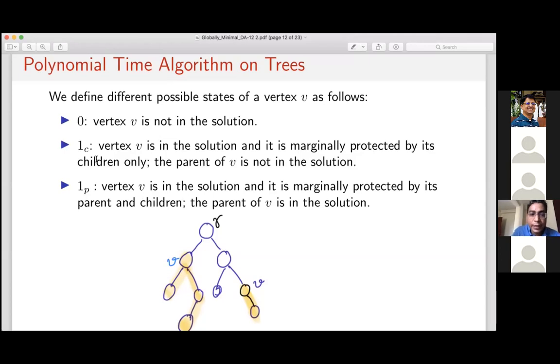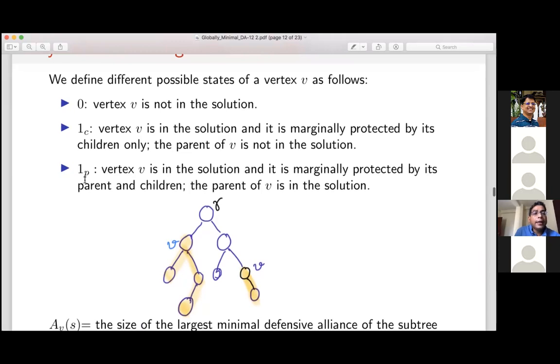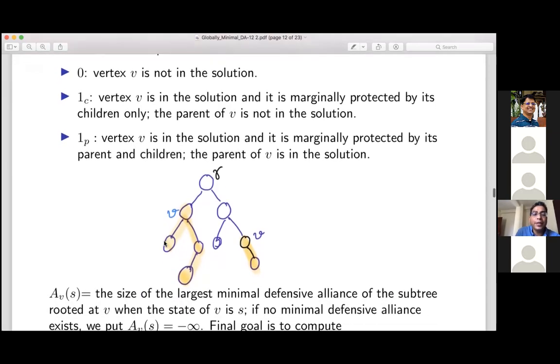Once V is in the solution, it has to be marginally protected, because that is a necessary and sufficient condition for every vertex inside the solution for a tree. And similarly, 1P means the vertex V is in the solution, and it is marginally protected by its parent and children. That means its parent is in the solution. I'm assuming that these terms are known. For a vertex V, this is the root of the tree, the parent of vertex V is this node, and it has 2 children. So these are the 2 children of vertex V.